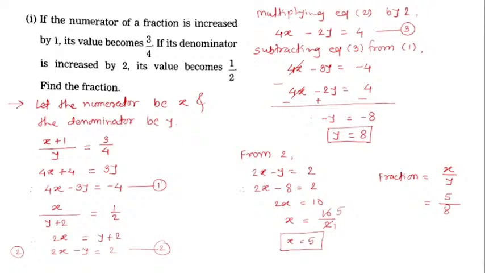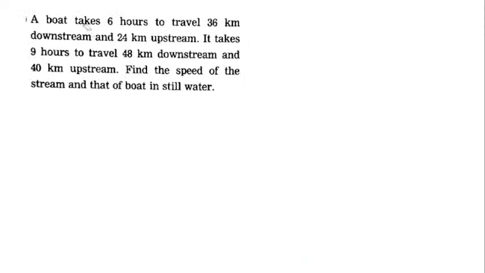Okay. The next problem is a boat takes 6 hours to travel 36 km downstream and 24 km upstream. It takes 9 hours to travel 48 km downstream and 40 km upstream. Find the speed of the stream and that of boat in still water.